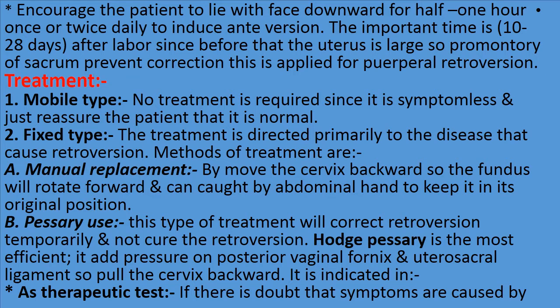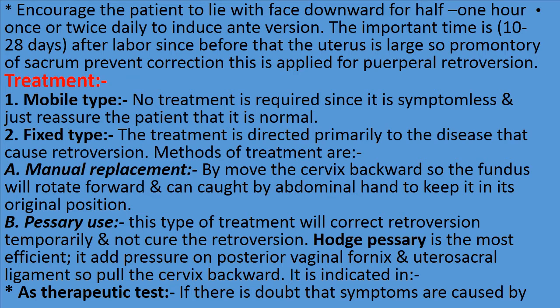Now we come to the treatment of retroversion of the uterus. The mobile type is symptomless, so no treatment is required; just reassure the patient that it is a normal position. Fixed type: the treatment is directed primarily to the disease that causes the retroversion.